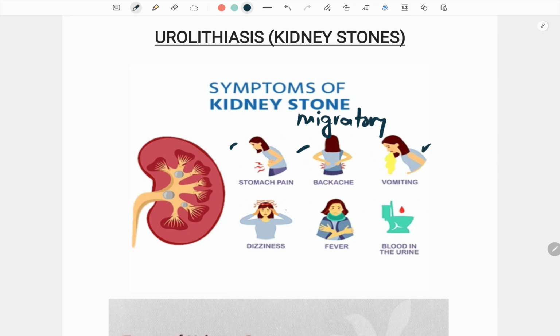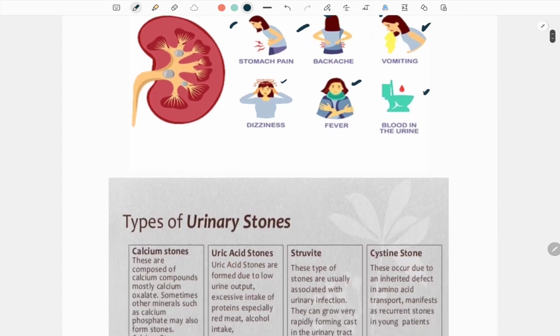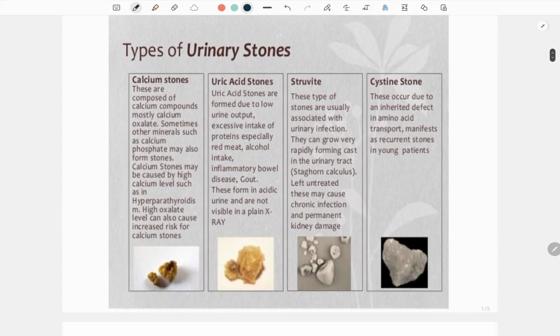The vomiting, dizziness, fever, blood in urine are some common symptoms of the kidney stone. Let's study some different types of stones. The first one, the calcium one, which is the most common of all, and these are composed of calcium components, mostly calcium oxalate, which is most important for the USMLE.